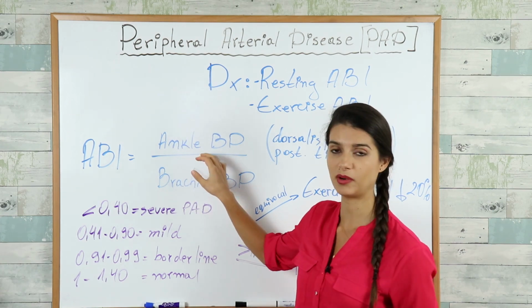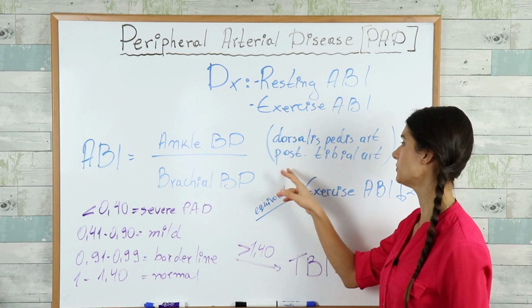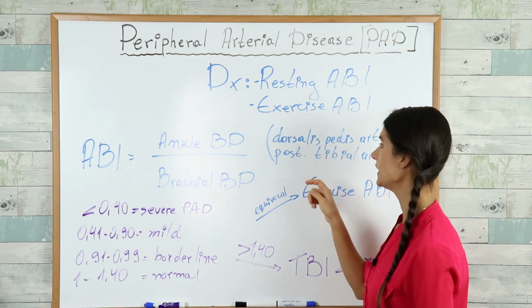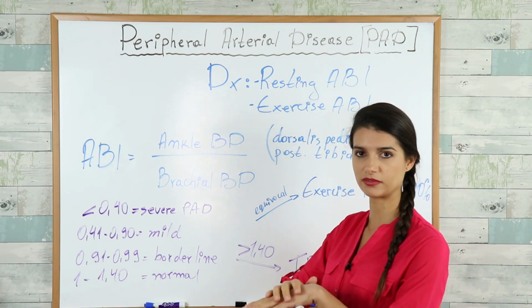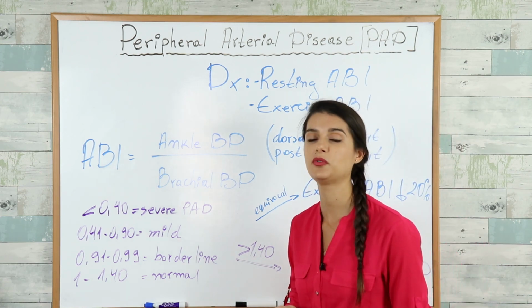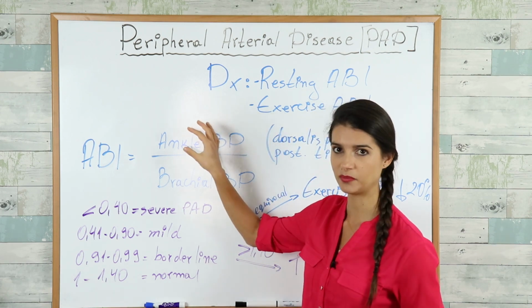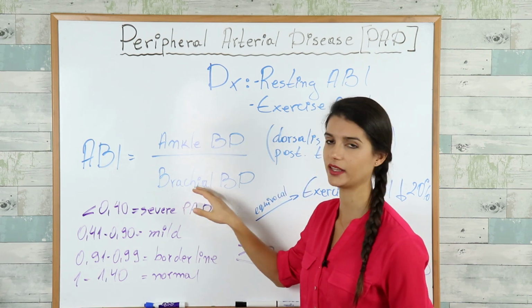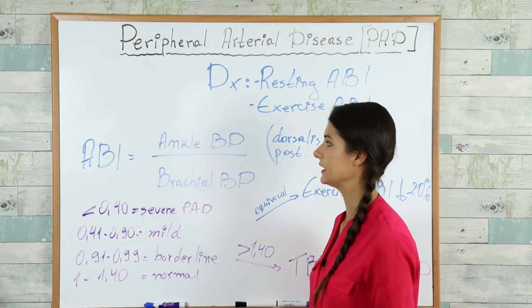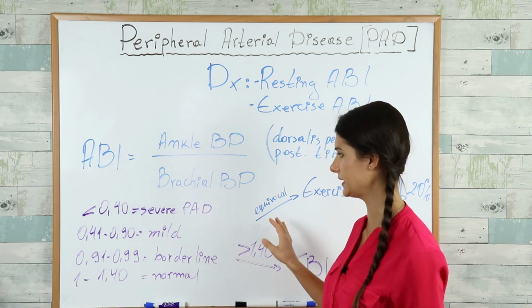For the ankle blood pressure, you need to measure the blood pressure either in the dorsalis pedis or in the posterior tibial artery, and whichever blood pressure is higher, you take that value. The dorsalis pedis artery is on the dorsum of the foot and the posterior tibial artery is behind the medial malleolus. You measure the blood pressure there with a blood pressure cuff and a Doppler, and you divide the higher of these two by the brachial pressure, which you also measure with a blood pressure cuff and a Doppler ultrasound. By the number you get, you can diagnose peripheral arterial disease.